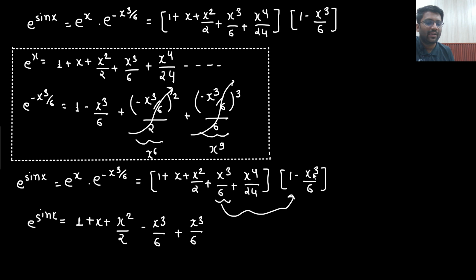X to the power 3 multiplied with x to the power 3 will give you x to the power 6. This will give you x to the power 7. So this is the way of getting x to the power 3. Now I need to think how I can get x to the power 4.